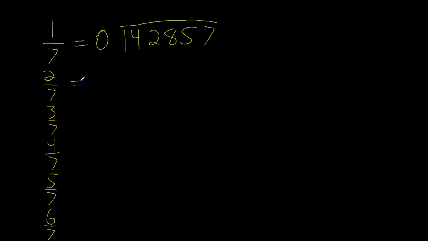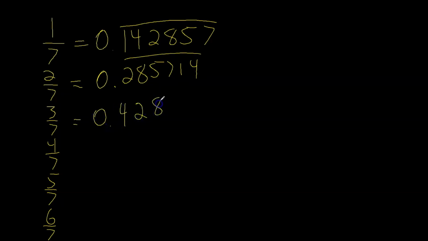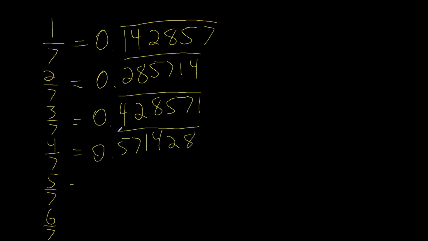Now, 2/7 is what happens when you double this, and so you get 0.285714 repeating. 3/7 is 0.428571 repeating. 4/7 is 0.571428 repeating. You see how this is all the same sequence of digits? We're just starting in different places.